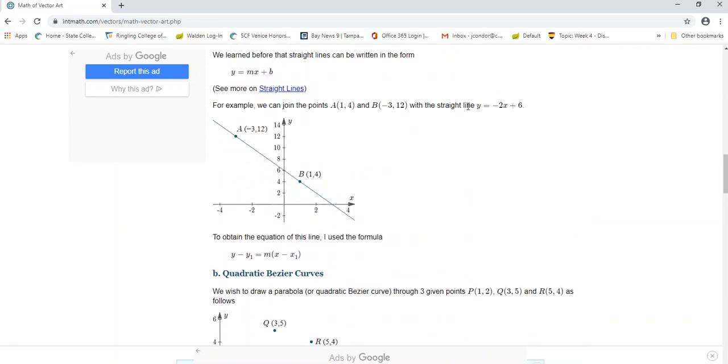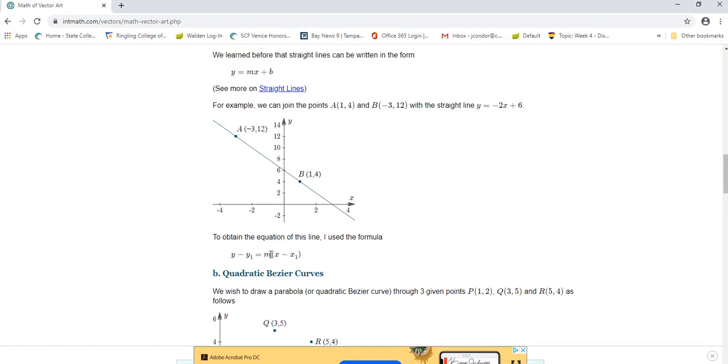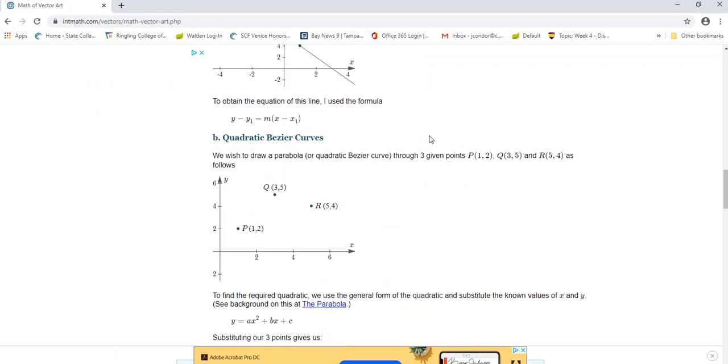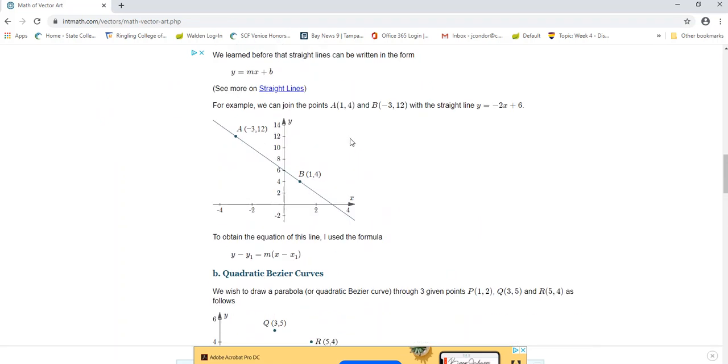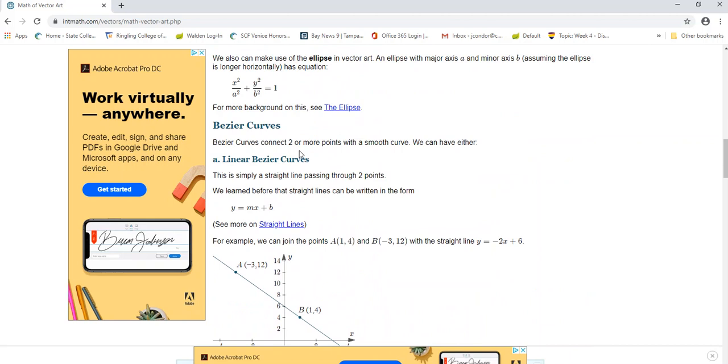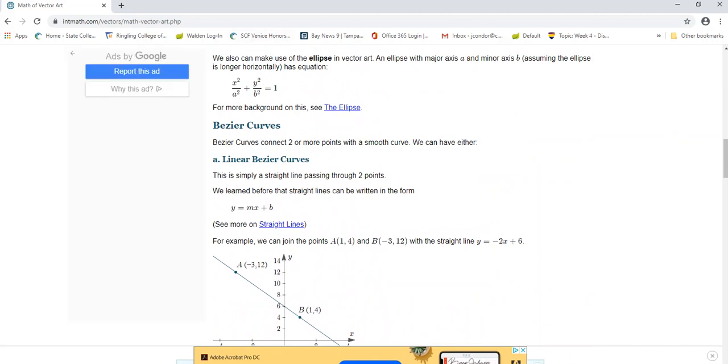Okay, so how do you get that? Well, you take these 2 points and you can use this formula. This is the 2-point formula. Here's a slope formula. But basically, to get the slope, you use the 2 points, then you put them in there, then you use one of the points. And you can get the linear equation. So if you want, and they call that a linear Bezier curve. It's really just a linear equation.